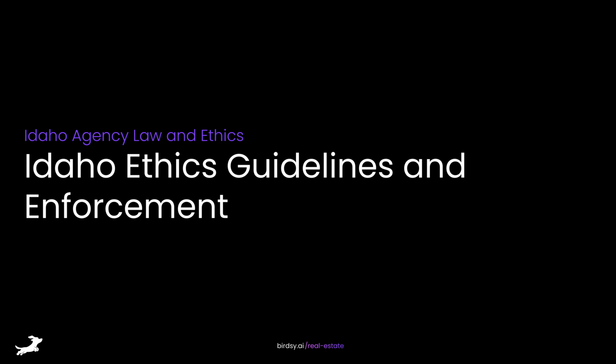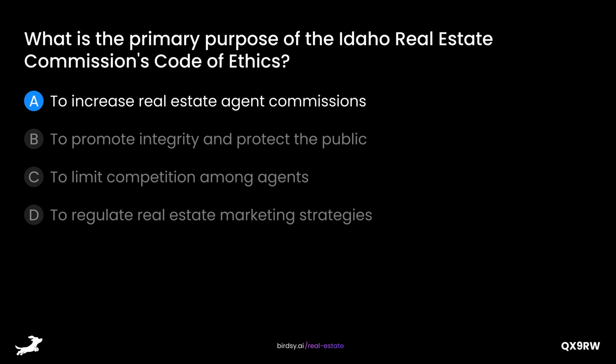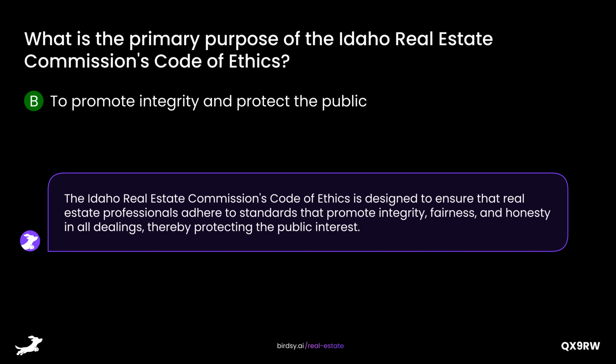Idaho Ethics Guidelines and Enforcement. What is the primary purpose of the Idaho Real Estate Commission's Code of Ethics? Is it A, to increase real estate agent commissions? B, to promote integrity and protect the public? C, to limit competition among agents? Or D, to regulate real estate marketing strategies? The answer is B, to promote integrity and protect the public. The Idaho Real Estate Commission's Code of Ethics is designed to ensure that real estate professionals adhere to standards that promote integrity, fairness, and honesty in all dealings, thereby protecting the public interest.